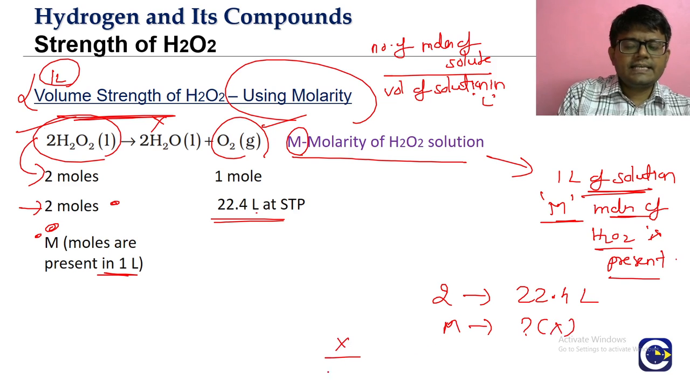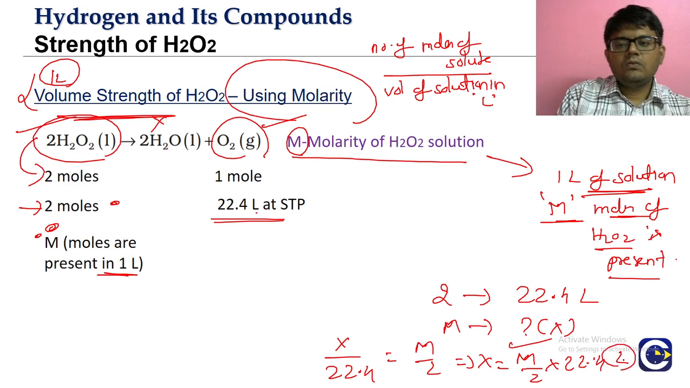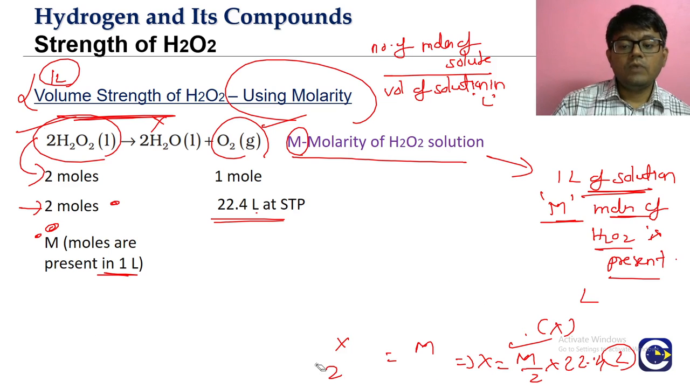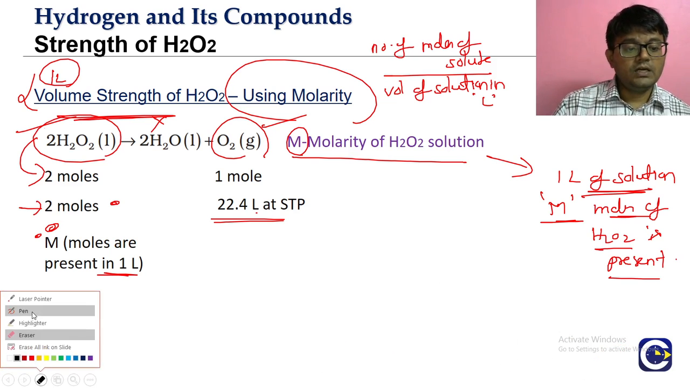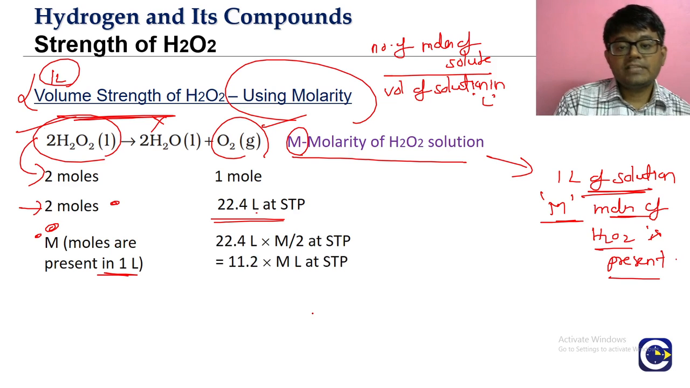X by 22.4 will be equal to M by 2, meaning X will be equal to M by 2 into 22.4. Correct? So this is the volume in liters that is going to come when 1 liter of this H2O2 is decomposed, because 1 liter of the H2O2 contains capital M moles of the H2O2. Okay, so look at this. What is the amount of oxygen at STP we will be able to get?